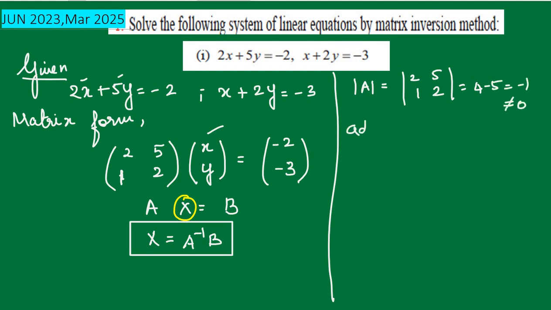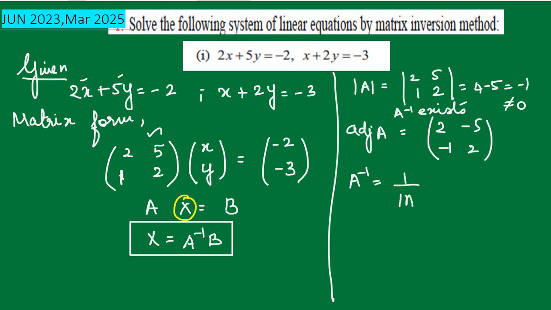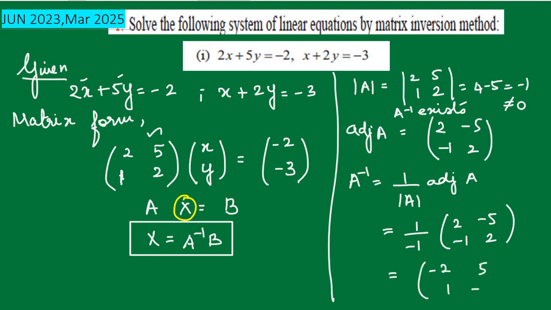We find adjoint of A. So adjoint of A is 2 minus 5 minus 1 2. Now find A inverse. This determinant of A is not equal to 0. Therefore we say A inverse exists, and therefore A inverse will be equal to 1 by determinant of A into adjoint of A. Now this is equal to 1 by minus 1 into 2 minus 5 minus 1 2. Multiply by minus sign inside the bracket, we get minus 2 5 1 minus 2.